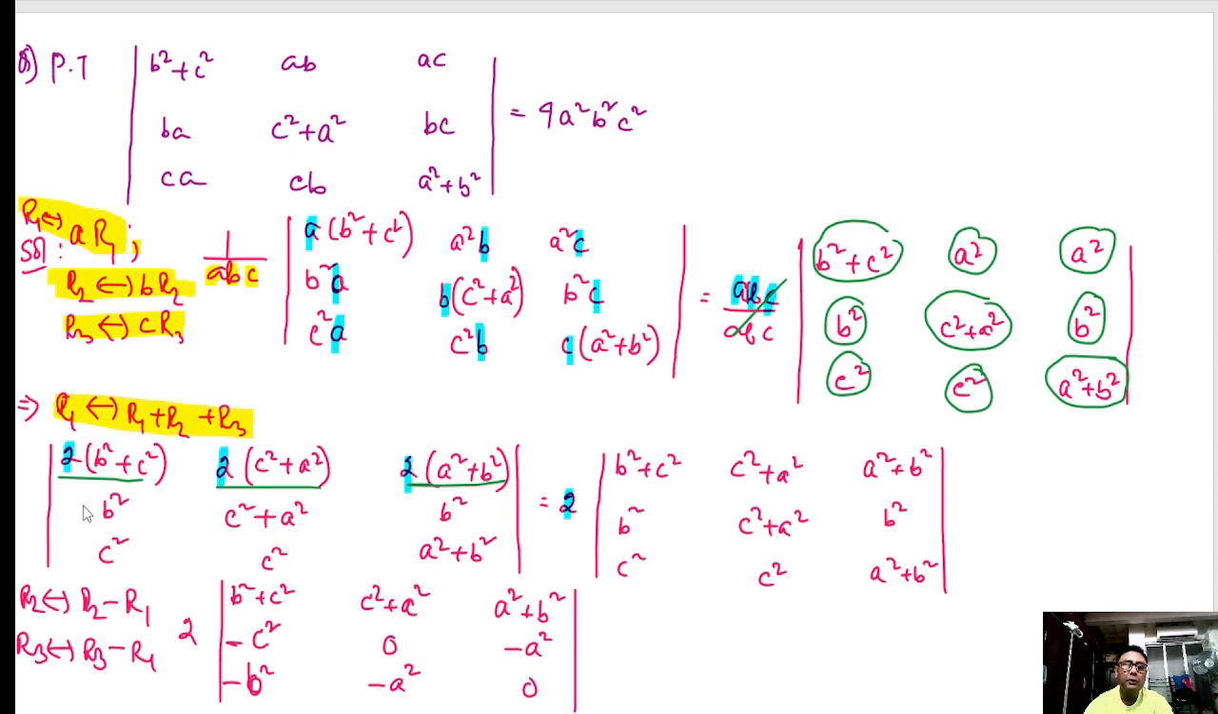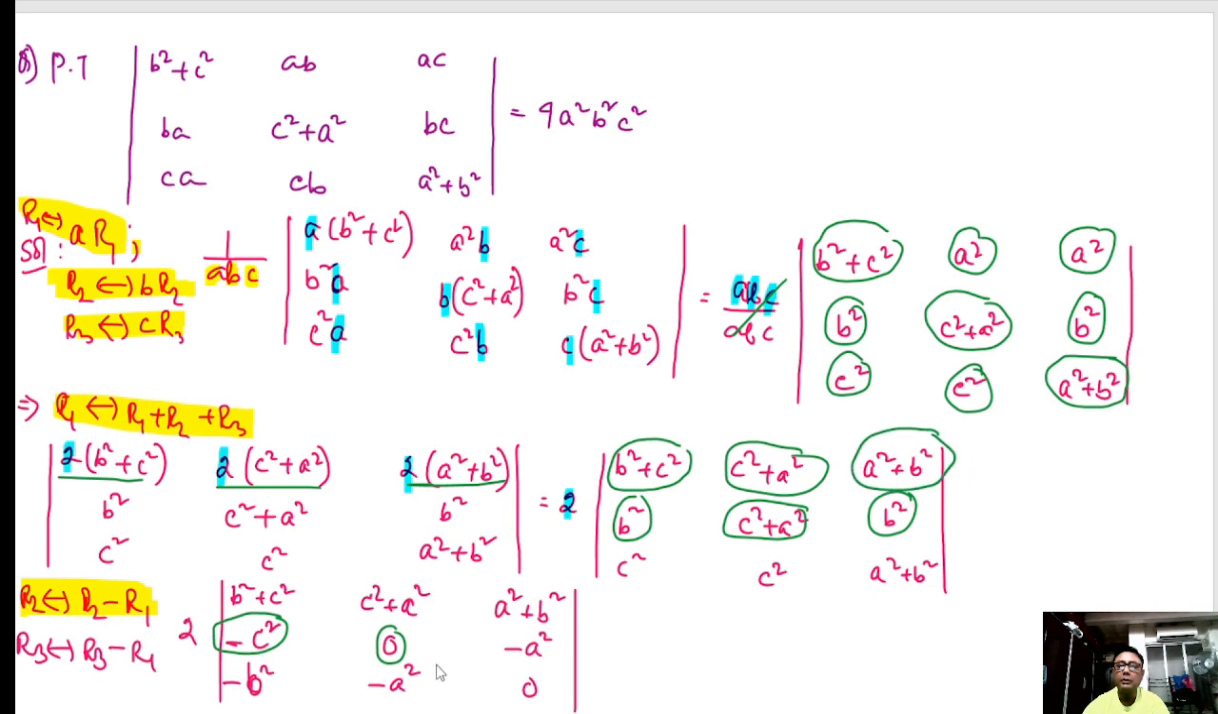And now let us perform the operation R2 minus R1 in R2. So let's do R2 minus R1 and keep it in R2.